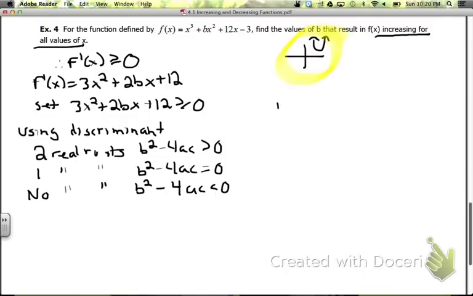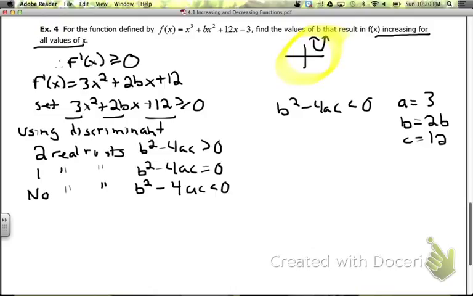So we can then set our b squared minus 4ac less than 0, because we know the other ones won't work since we don't have any real roots at all. So looking at that, we need to know what our a, b, and c values are. Our a here we know is going to be 3. Our b is going to be equal to 2b. If that's confusing, you can change that to 2n if that helps. And we know our c is going to be equal to 12. So we can now sub in those values.